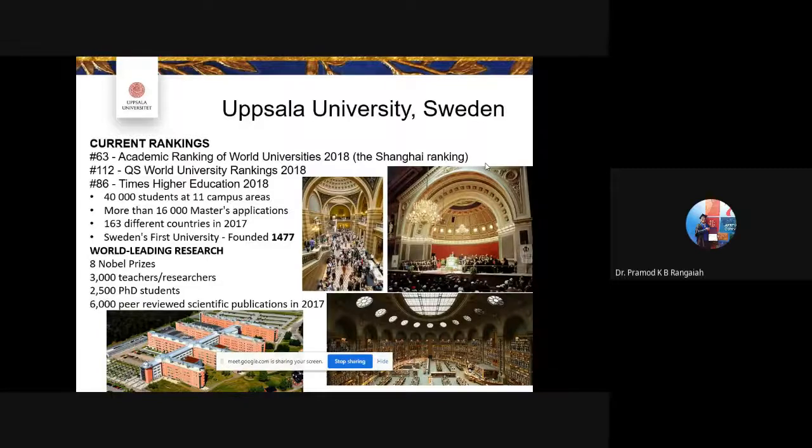We have more than 3,000 teachers and researchers, and I'm one among them. We have around 2,000 PhD students and more than 6,000 peer reviewed journals, and we have several campuses. I'm working at the Angstrom Laboratory, which deals with engineering, technology, space, physics, and chemistry. We have a fabrication facility and a clean room, and Uppsala University has the prestigious microfab laboratory. That is the best part. I'm working with the clean room as well as medical applications.